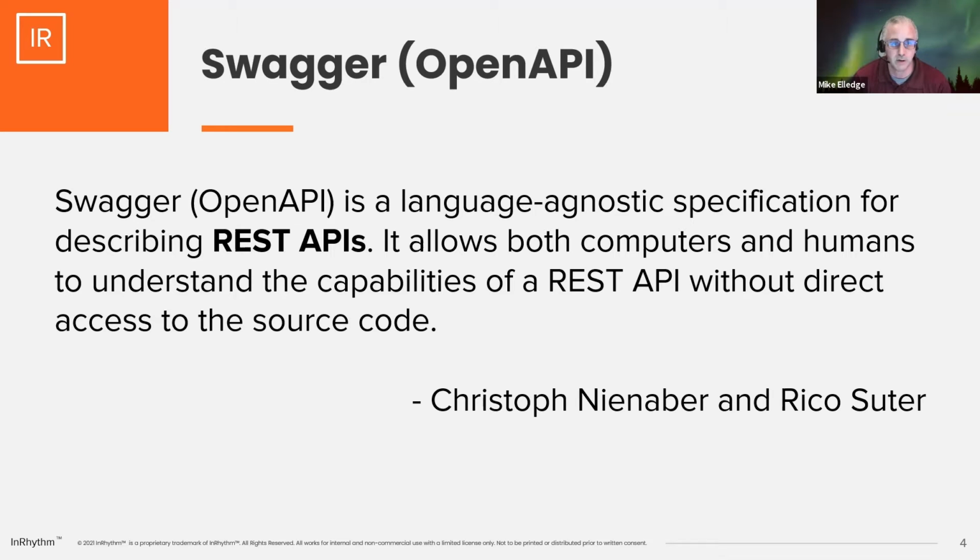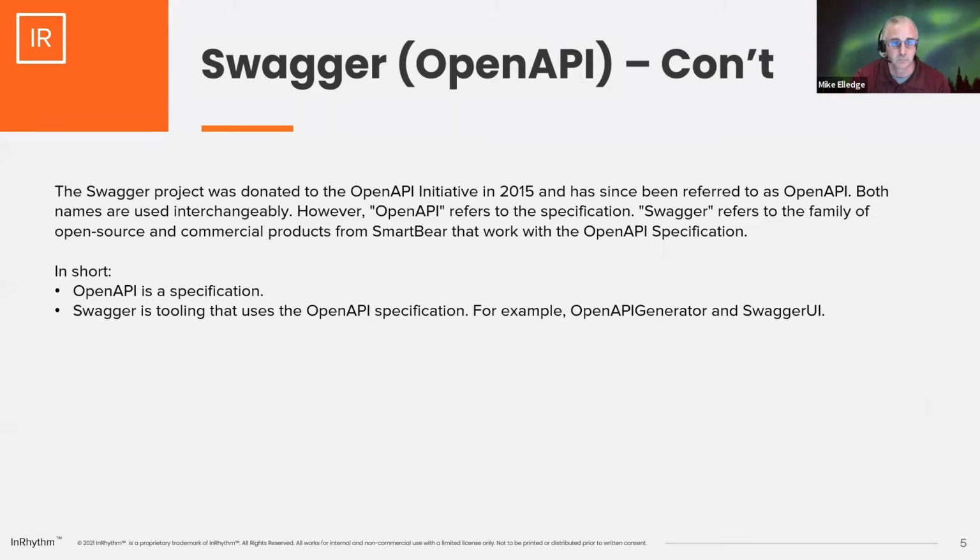Swagger used to be its own project up until 2015, in which case it was moved over to the Open API organization, and it's now managed under the Open API. So, there we go. It was donated to the Open API Initiative in 2015, and has been referred to as Open API. But you'll hear people use both interchangeably. When they're talking about Swagger, they're talking about Open API. When they're talking about Open API, they're talking about Swagger.